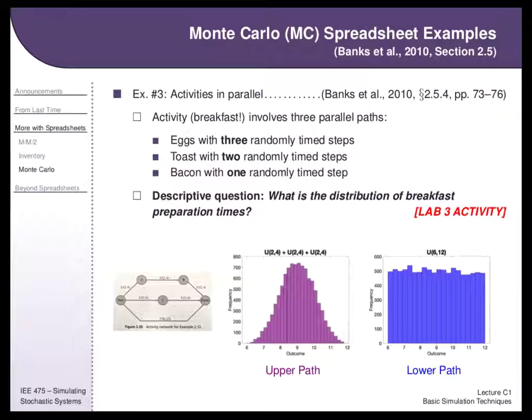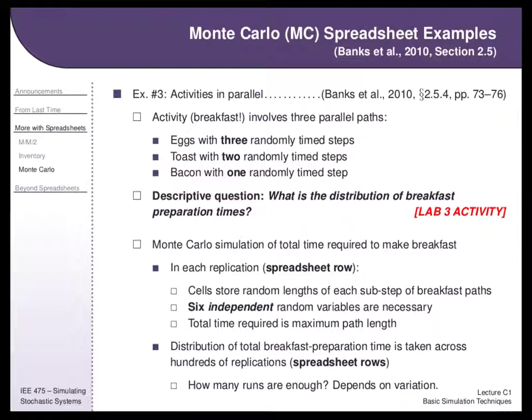All right, so that's kind of what you're going to start playing with. In lab 3, in every spreadsheet row, I just want to emphasize you draw 6 independent random variables. So if you want to use rand between, that's fine. Otherwise, use rand and then scale it the way the lab describes, by multiplying and adding.